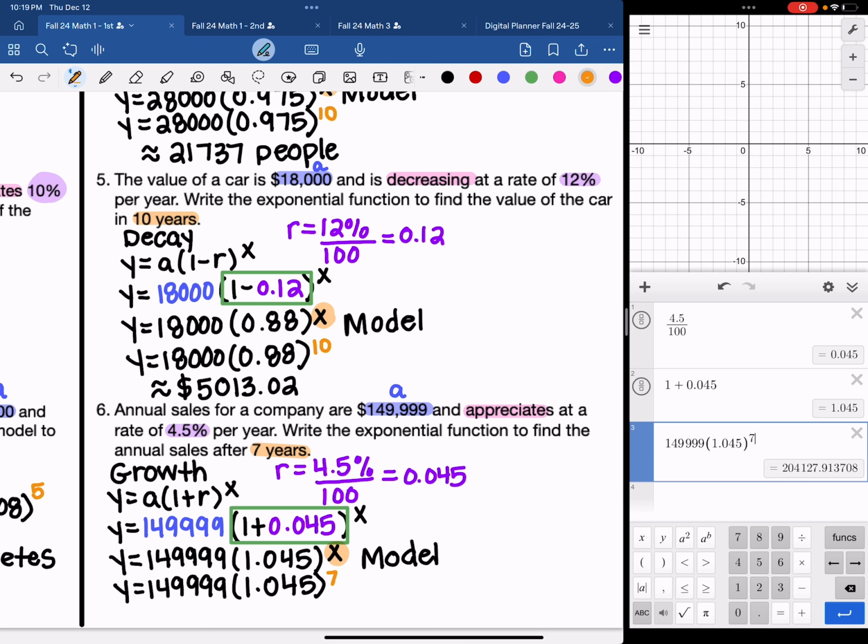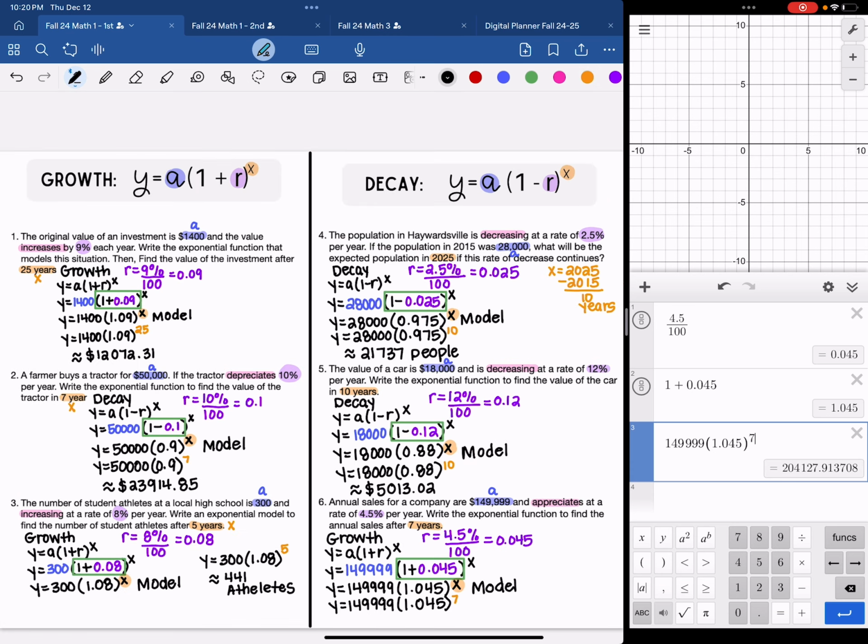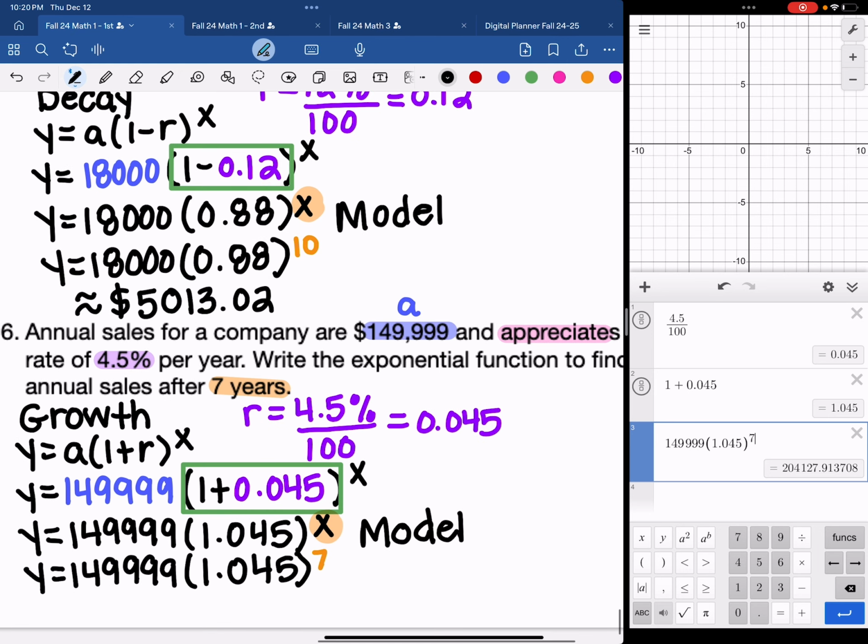So we are talking about money in this situation. So if we're talking about money in this situation, we would say that it is approximately worth, their sales are going to be $204,127.91.